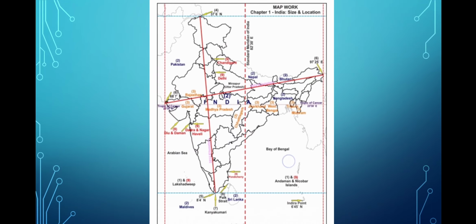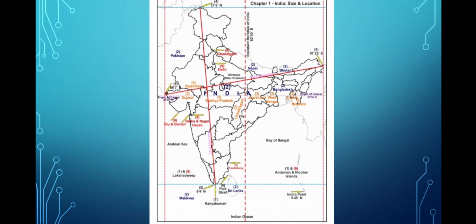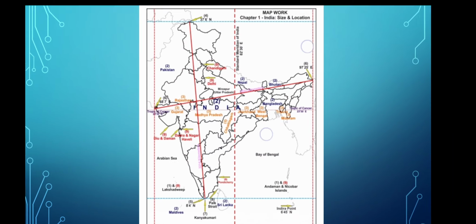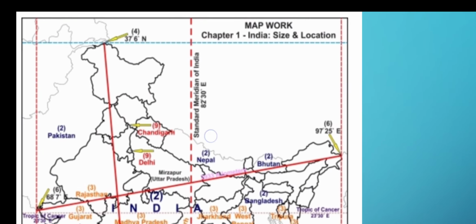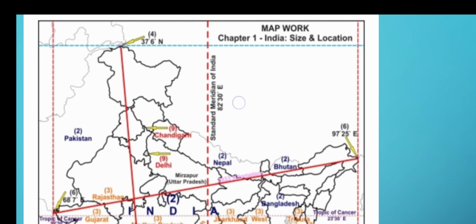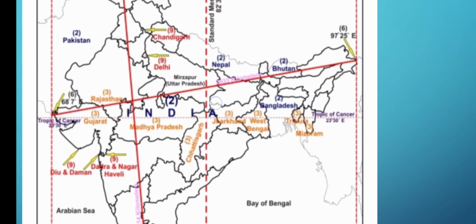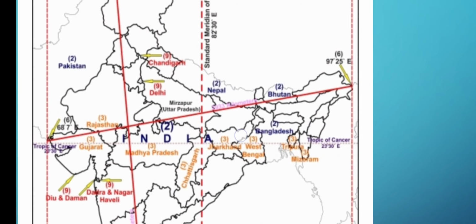These are the important latitudes as well as longitudes, as well as the standard meridian of India, the Indian Standard Time. This one, the Indian Standard Time, is 82 degree 30 minute east. It passes through Mirzapur, UP, and from here the entire time of India is denoted. It is the standard time of India. This line passes through Mirzapur in UP, and from here the entire Indian time is controlled. So it is the standard meridian of India, 82 degree 30 minute east.